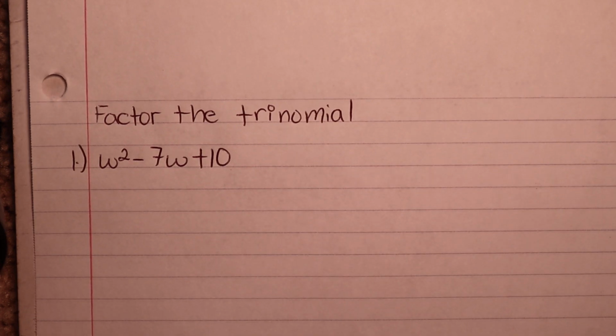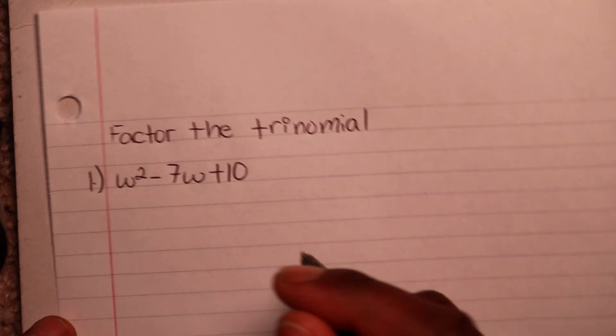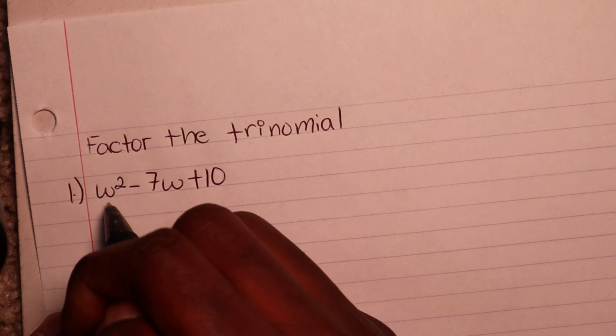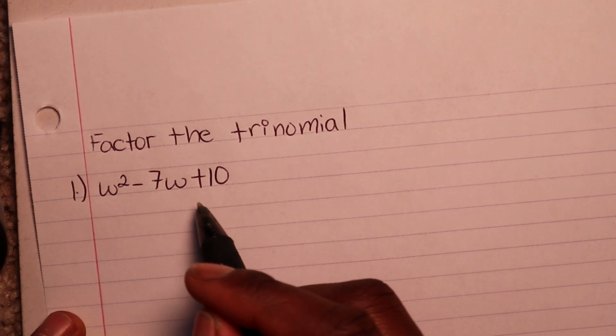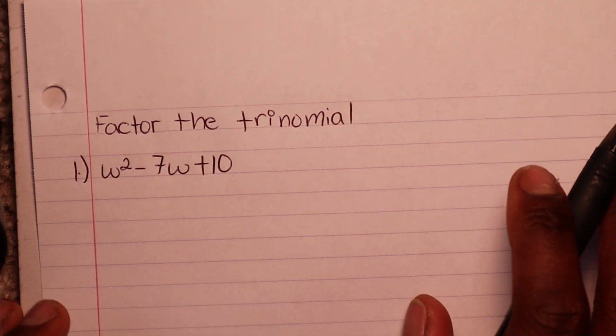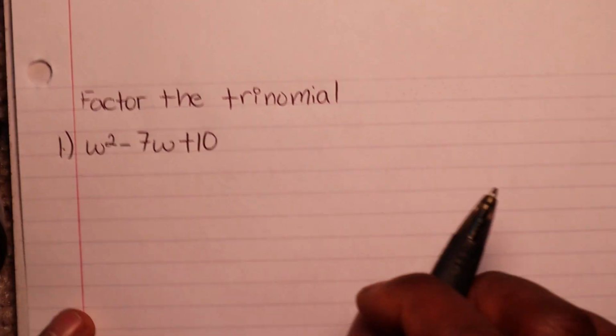All right, factor the trinomial. So let's say you get something like this, okay? You see that there's a w squared written here, minus 7w plus 10. Just take your time, like I said, take deep breaths, don't rush, slow it down.